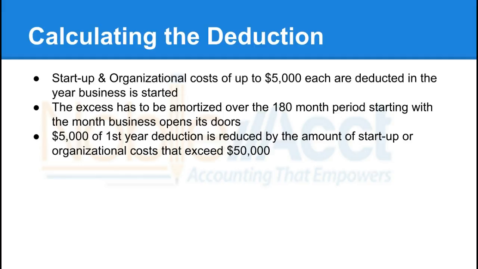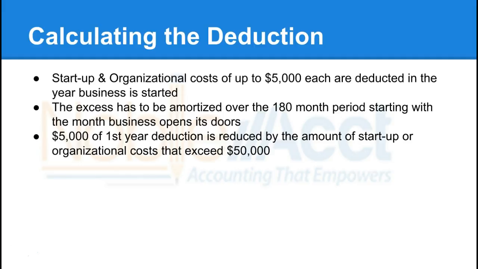So $5,000 of your startup costs and $5,000 of organizational costs are deducted. The excess of this cost has to be amortized over a 180-month period, starting with the month that your business opens its doors. So basically, the excess of this cost over $5,000 is deducted in monthly installments over a 180-month period. Now, the $5,000 cost that you get to deduct in the first tax year is reduced by any amount of startup costs or organizational costs that exceed $50,000. So that's a dollar for dollar reduction for any cost that goes over $50,000.